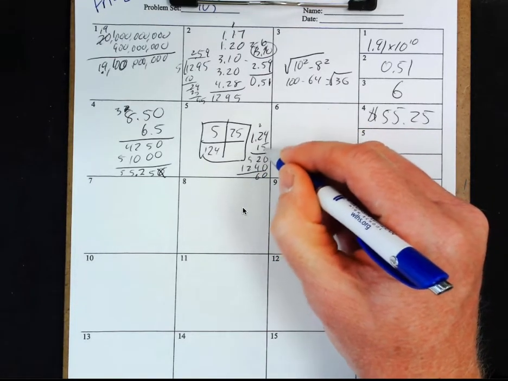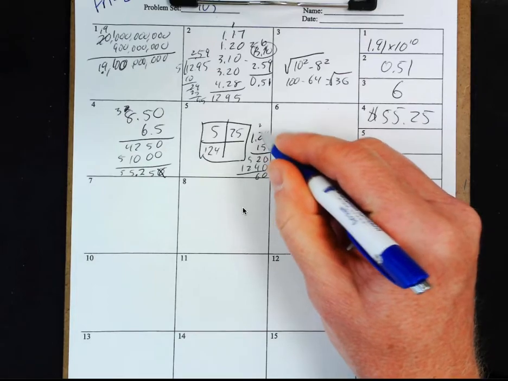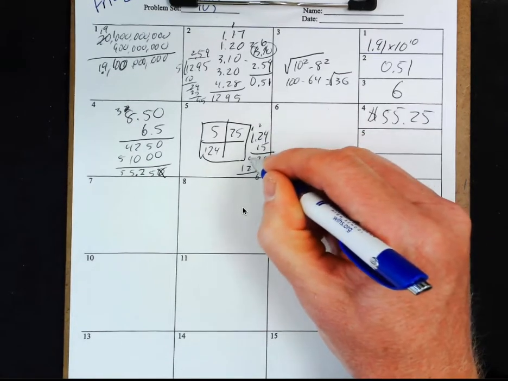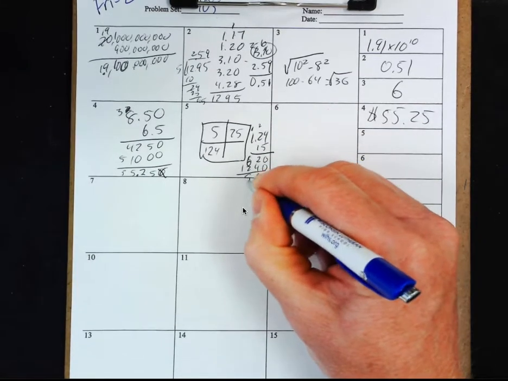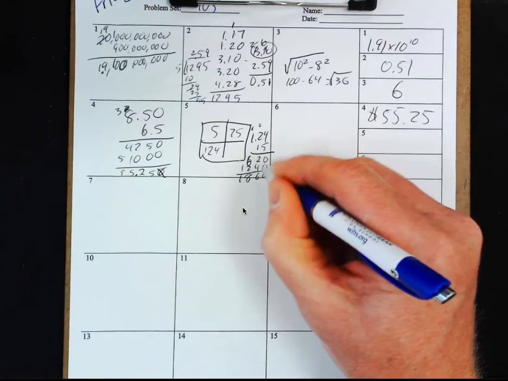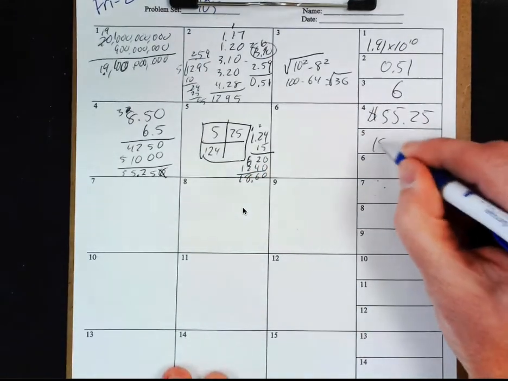Hang on, that's 20, that's 10, that's 12, I forgot to carry my 1 there. I wrote a 5, that's a 6, there's an 8, there's a 1. That makes more sense, $18.60.